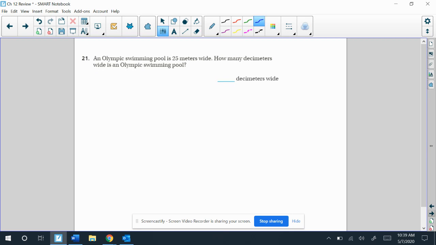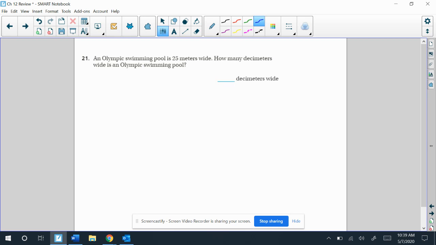Here's the next one. Go ahead and give it a try. Take a look. It says meters, so that means you're going to be using the metric system. Go now. All right, let's see how you did. An Olympic swimming pool is 25 meters wide. How many decimeters wide is an Olympic swimming pool?